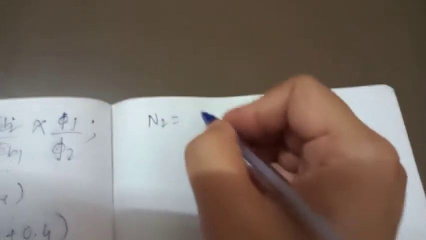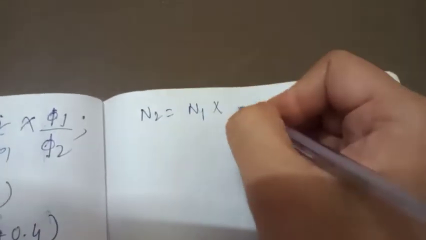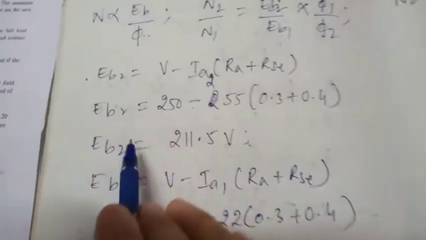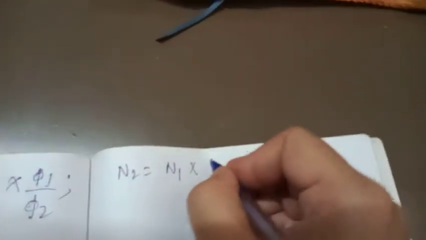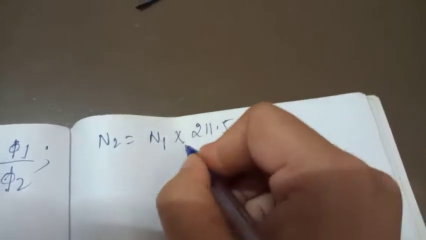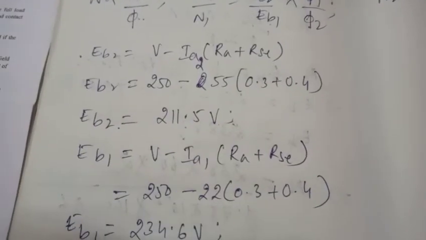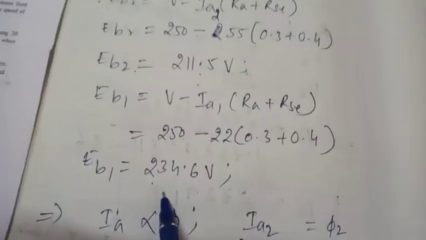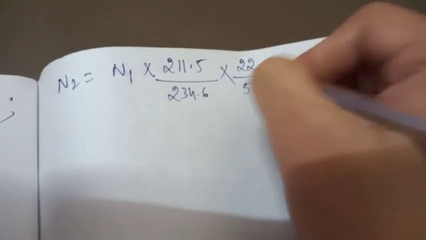Now N2 is equal to N1 into EB2 by EB1 into IA1 by IA2. EB2 is 211.5 divided by EB1 value 234.6, into IA1 value 22 amps divided by 55 amps.